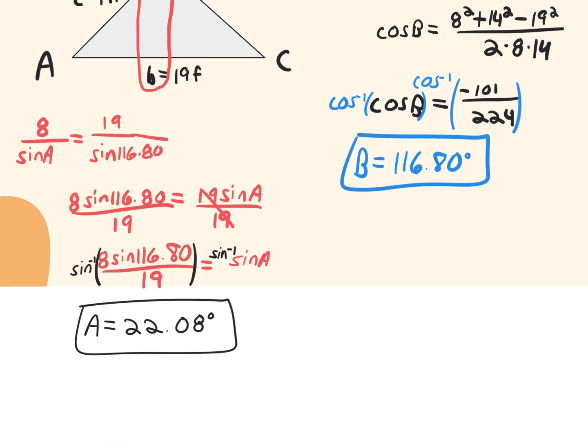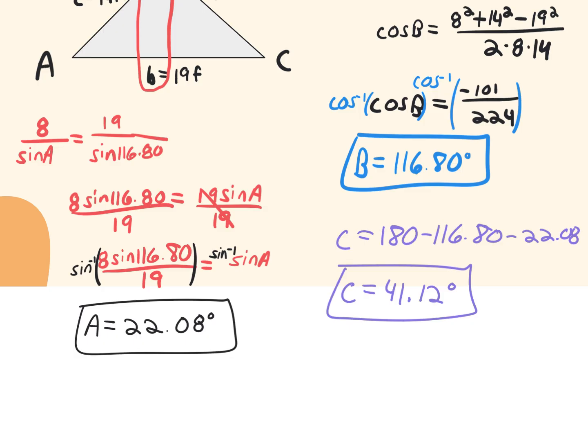All right, what's the only thing missing now? Angle C. So to find angle C, it's just going to be 180 minus our two angles. So 180 minus 116.8, sorry, okay, minus 22.08. We should get that C is 41.12 degrees.